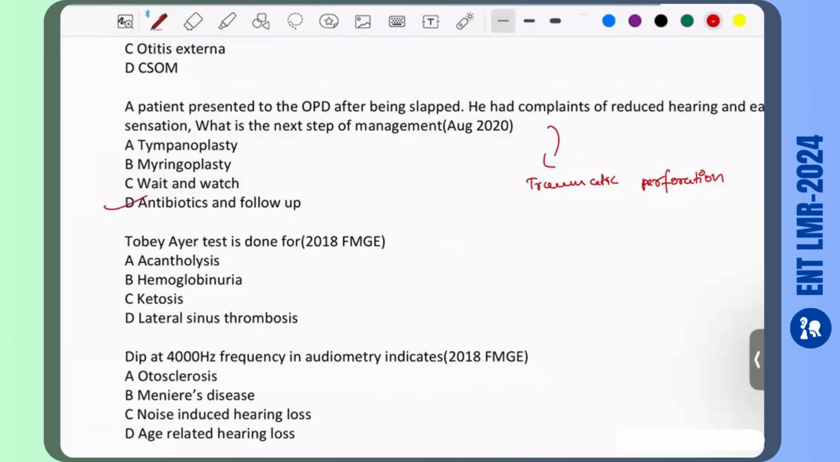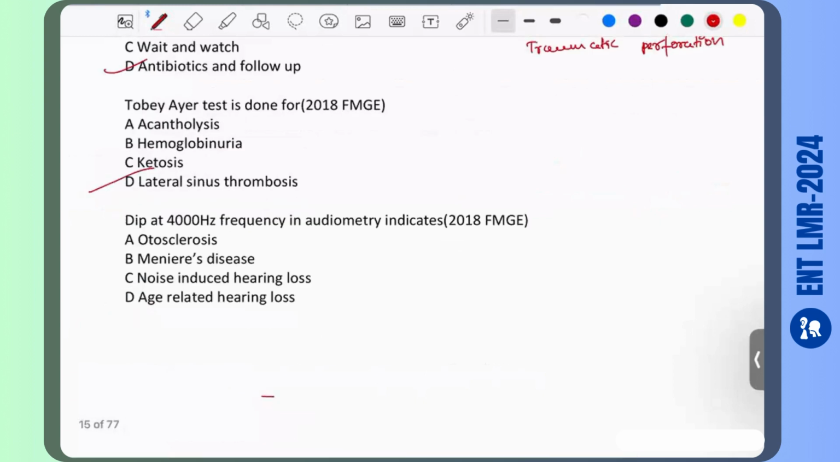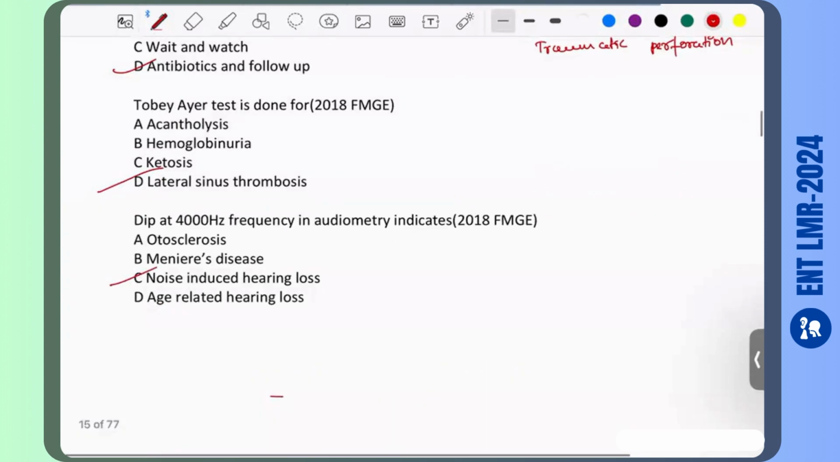Okay. Tobey-Ayer test is done for lateral sinus thrombosis. Dip at 4000 Hz frequency in audiometry indicates noise-induced hearing loss. So these are the questions asked from previous FMGE.